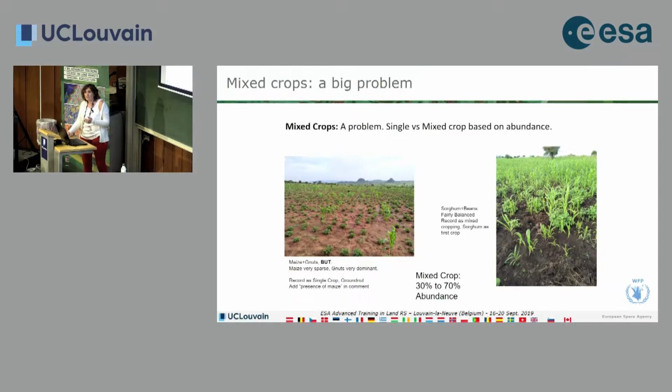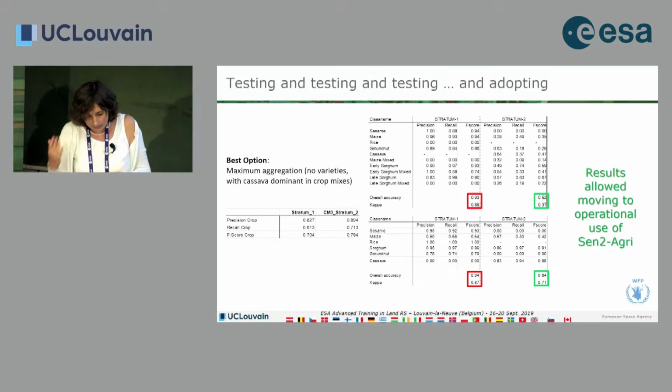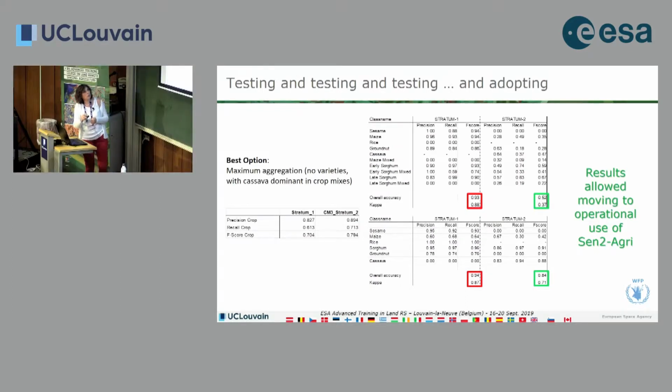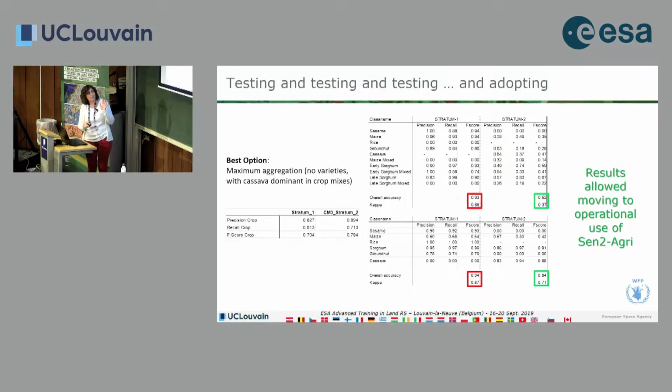And so all this problem of mixed crops is very difficult for the enumerator to decide, and so it also adds uncertainties in the classification. They tested, and they split the country into two strata. In the region where you have early sorghum mixed and late sorghum mixed, this kind of detail was correctly classified in stratum 1. But in stratum 2, the results were absolutely not reliable. So for this stratum, they had to aggregate more until a single class of sorghum, and they got this kind of result. But still, this legend is useful for them.